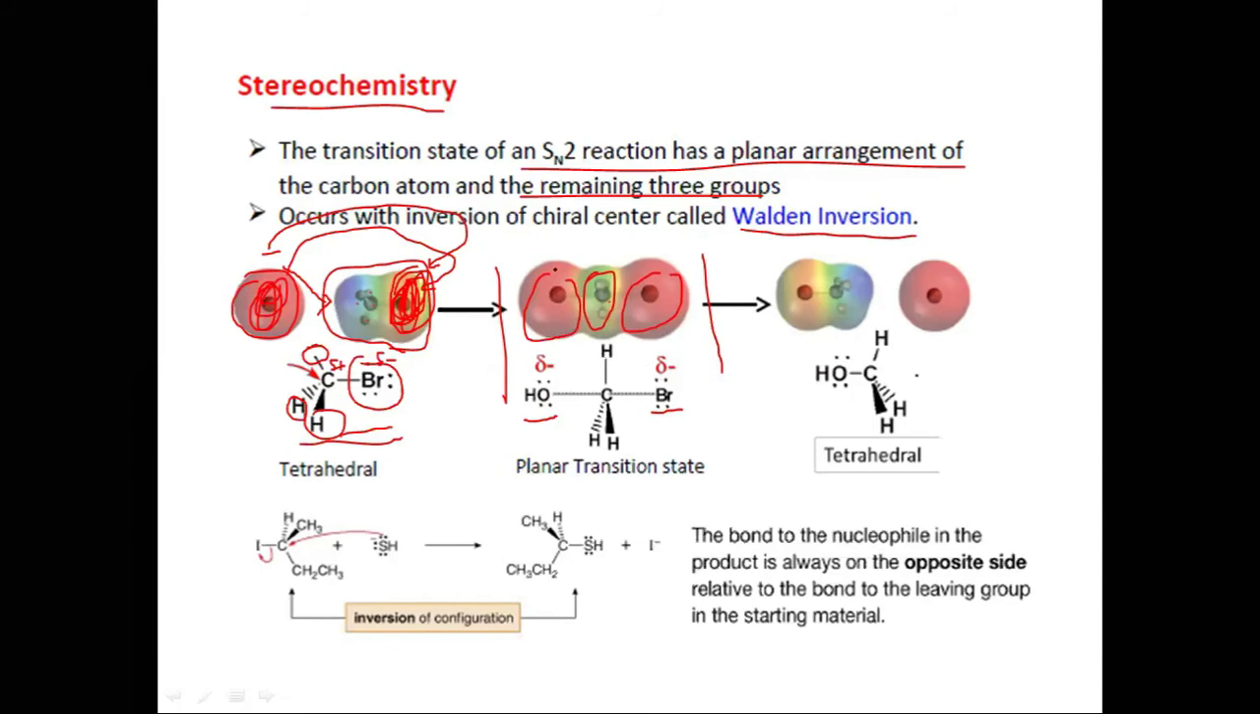This is a planar transition state, and in this case there is a new bond formation between the carbon and the oxygen, and bond breakage between the C and Br.